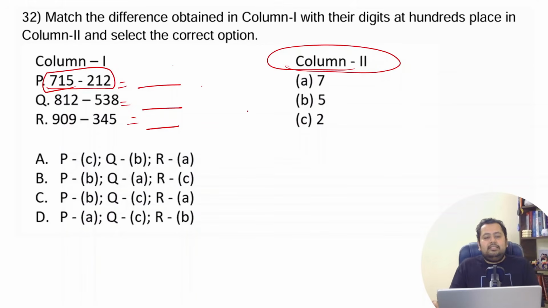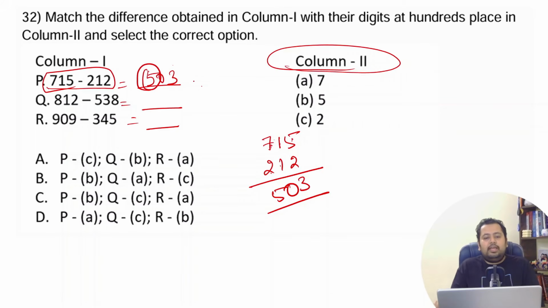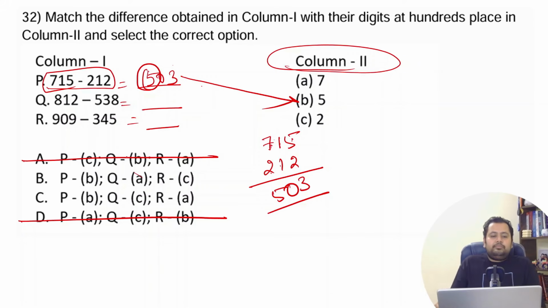Right? Great. Let's now find out what the subtraction would look like. So 715 minus 212 would be what? 5 minus 2 is 3, right? 1 minus 1 is 0. 7 minus 2 is 5, correct? So this is 503. So obviously the number in the hundreds place is what? 5. So P is nothing but B. So option A is ruled out. Option D is ruled out. It can be either B or C, right?